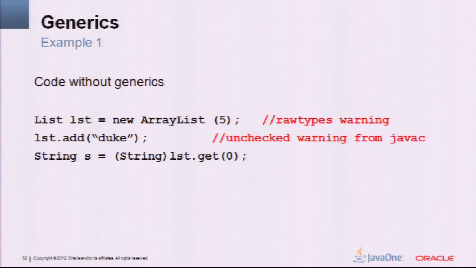Now, the first line will give you a raw types warning. It'll actually give you two raw types warnings for list and array list. And the second line will give you an unchecked warning. Now, a raw types warning is straightforward. It's given to you when you're using a raw type instead of a generic type that you can use. When is an unchecked warning given? An unchecked warning is given to you when neither the compiler nor the Java virtual machine can guarantee the type safety of the operation. That is when you get an unchecked warning.